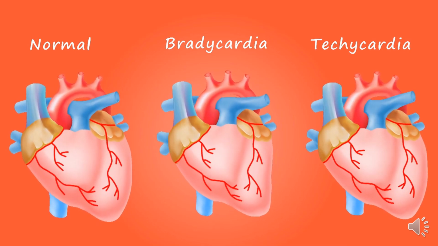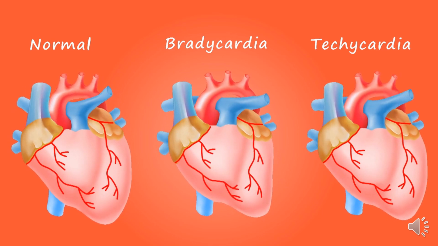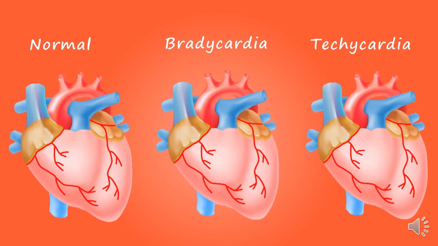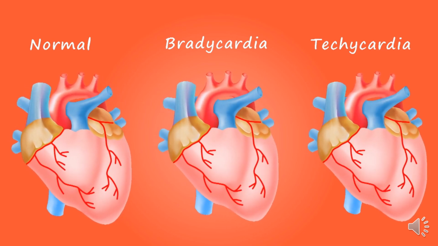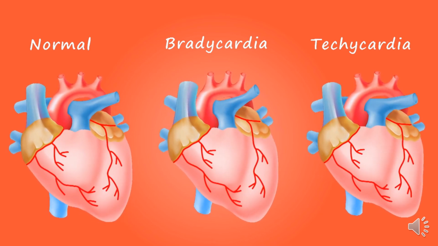So here you can see this video. We can check when the heart is in the normal condition, how it is beating and what the rate is. Bradycardia is very slow, and tachycardia is very fast.